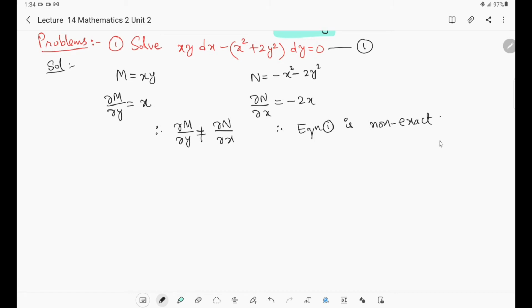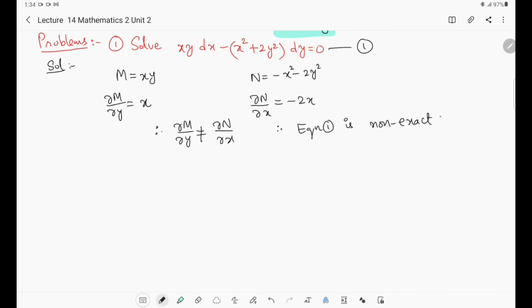If it is non-exact, then first we have to check whether we can apply the inspection method. I told you, for applying the inspection method, terms like x dx, y dy, or x dy and y dx should be there in the equation. You observe that these kinds of terms are not there in this equation, right? So we cannot apply the inspection method here.